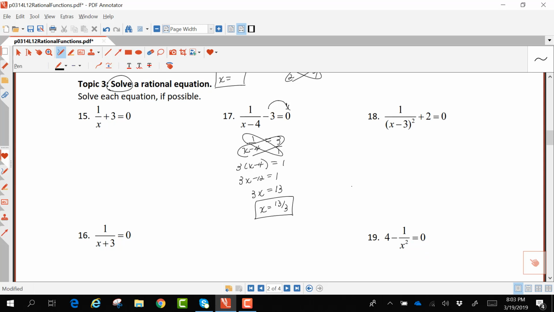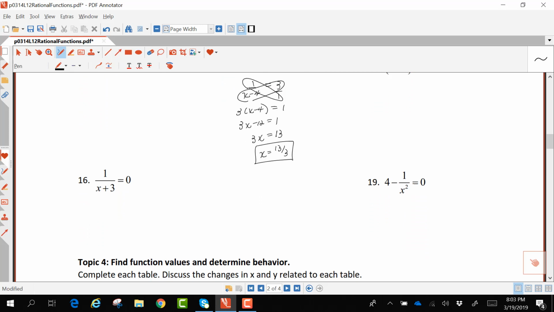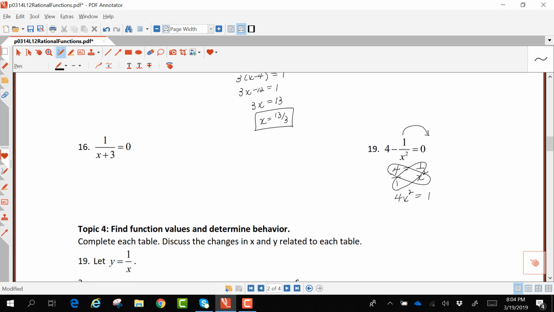Another example would be like number 19. Again, we want a proportion. We want one fraction equal to one fraction. So let's actually move the 1 over x squared over, which would make it positive. Then we would have a fraction equal to a fraction, and when we cross multiply, we would get 4x squared equal to 1. Now we would use the square root property by dividing both sides by 4, and then taking the square root, resulting in two solutions, positive 1/2 and negative 1/2.